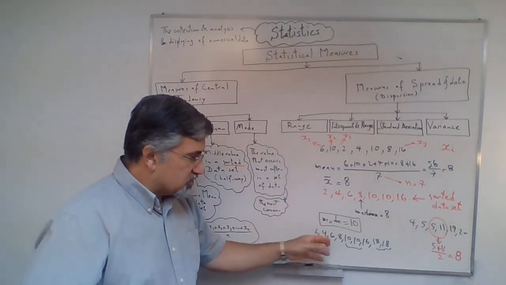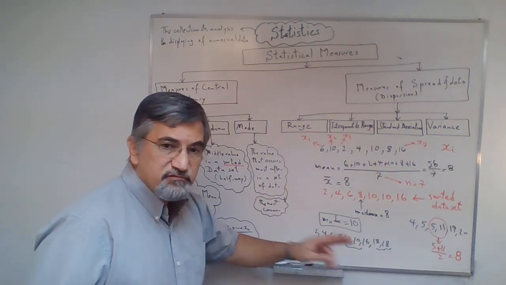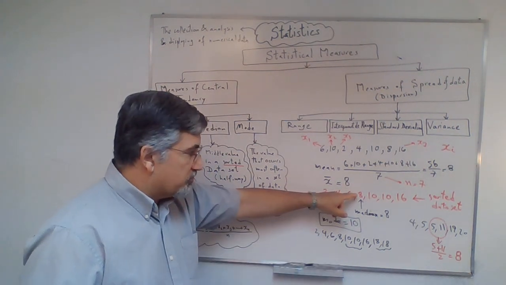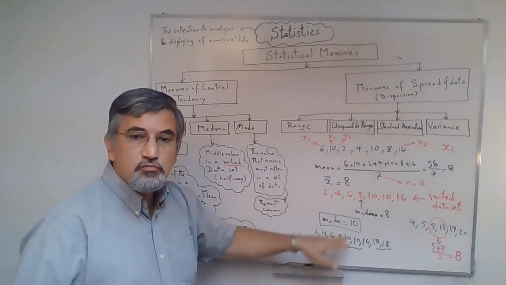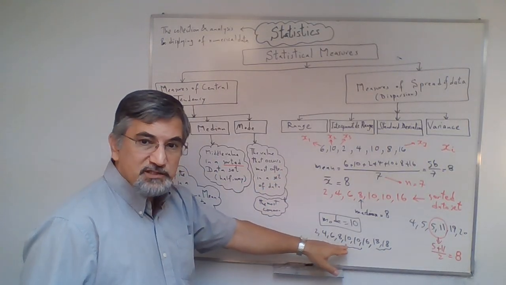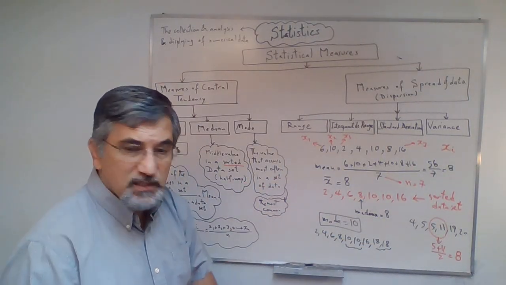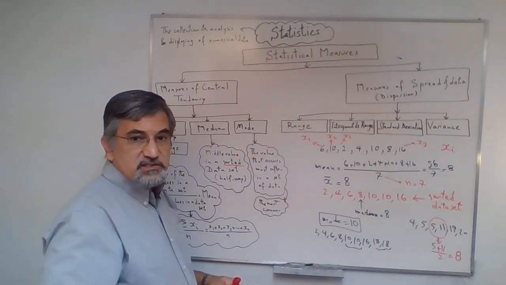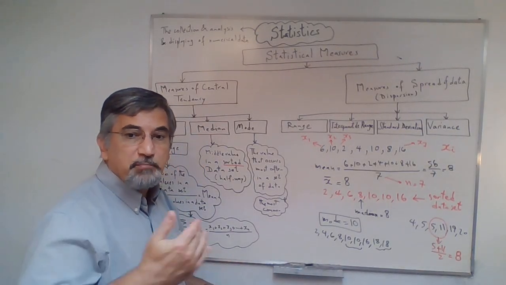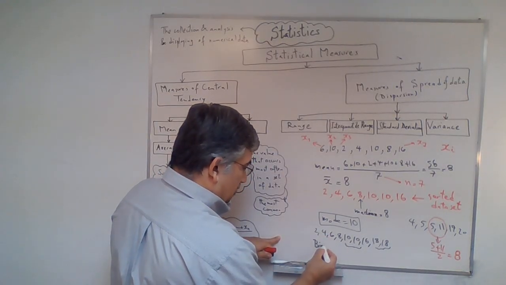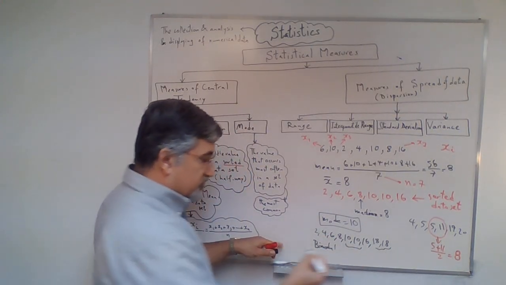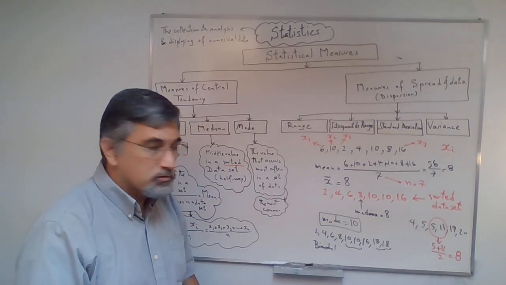So this is what I wanted to say. We have 2 modes. In the previous example, we had 1 mode, and that was 10. But here we have 2 modes, because not only is 10 repeated twice, but also 18 is repeated twice. So these kinds of data sets are known as bimodal data sets. Okay, bimodal means that we have two modes instead of one mode.